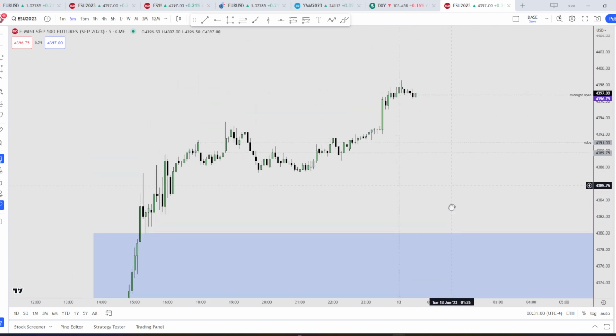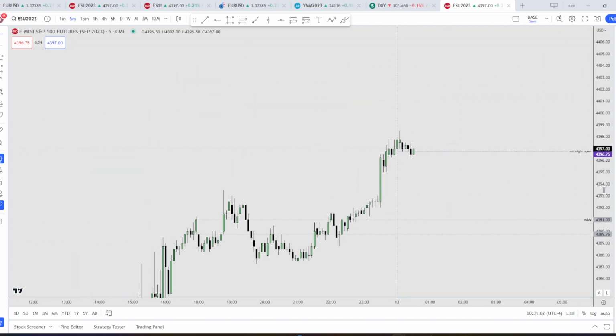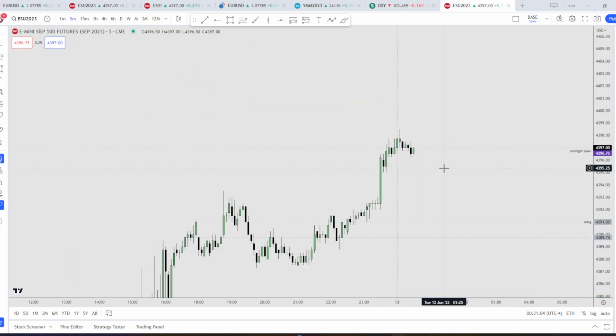So right now we're in London, of course, London session from midnight to 6, and we have this fair value gap right down here coupled with the breaker down here. This is a breaker block.